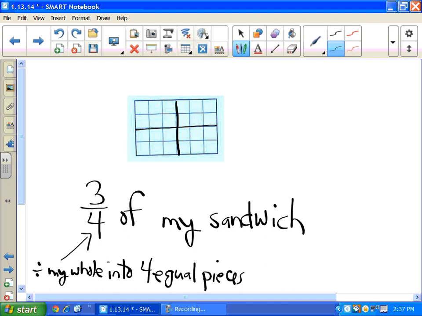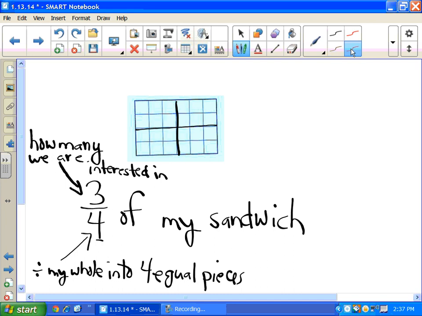Now I need the next piece of the puzzle, which is the numerator. It tells us how many we're interested in. So in this case, out of the 4 pieces, I'm interested in 3 of those 4. So there's 1, 2, 3. So 3/4 of my sandwich, which you can see is almost all of it. We are lacking only 1/4 of finishing it.